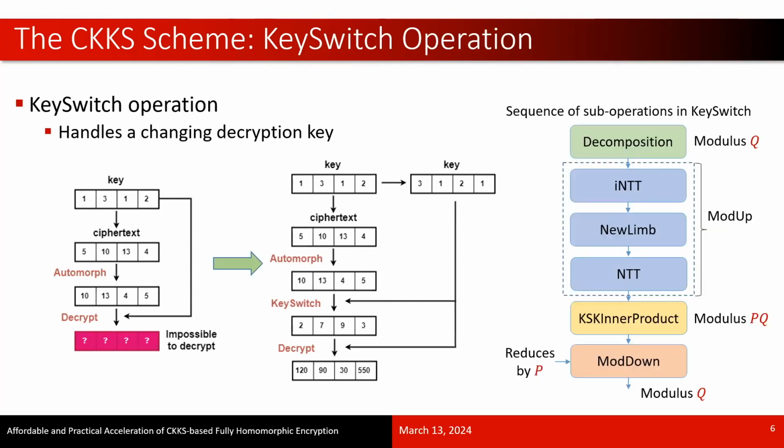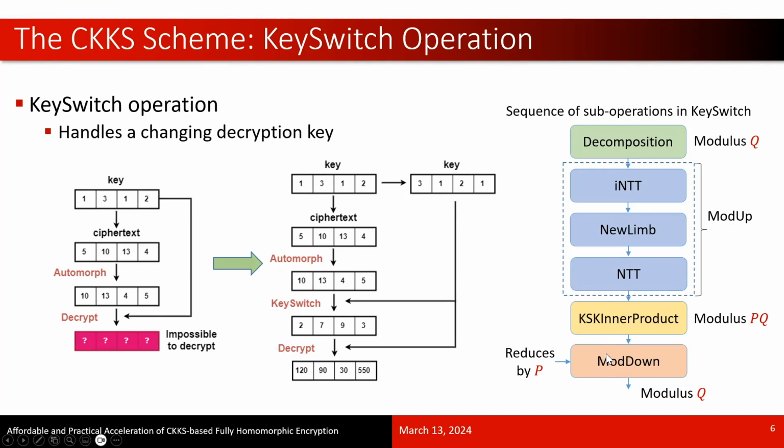The sequence of operations that takes place in key switch are as follows. We first perform decomposition. Mod up takes this ciphertext, which is in Q basis, and raises the basis to PQ. Then the inner product between the ciphertext limbs and keys happens in this raised basis, followed by a mod down operation that reduces by P to bring the ciphertext back to the basis Q.